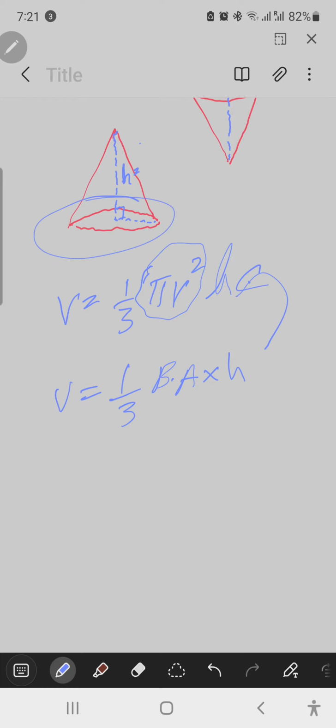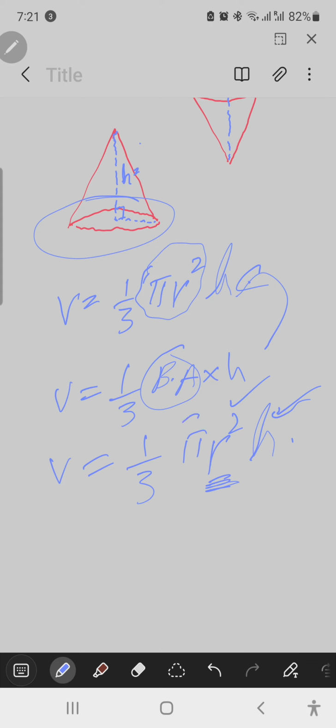Here the base is a circle, so we will apply the circle area formula. V is equal to 1/3 pi r square h, where pi r square is the base, meaning the area of the circle. The area of the circle we learned in grade 6 is pi r square. So we just replace BA, base area, by pi r square. So in this formula we need just height and radius, and we will get the volume. If volume and height are given, you can find R also. And similarly for H, for example, if R and V are given, you can find H, vice versa.